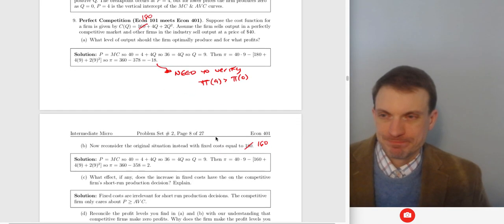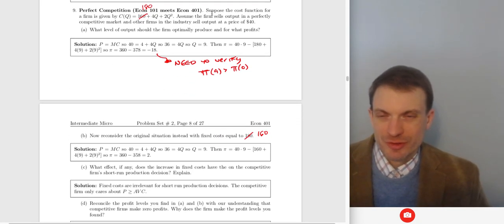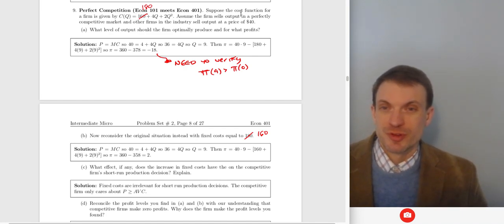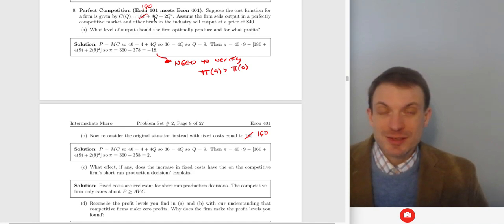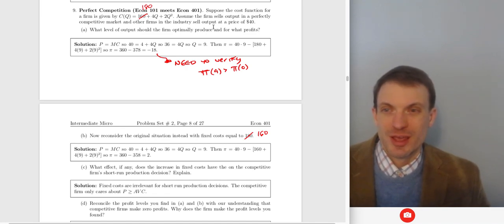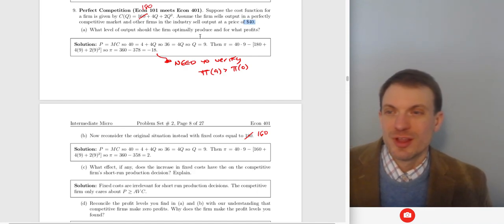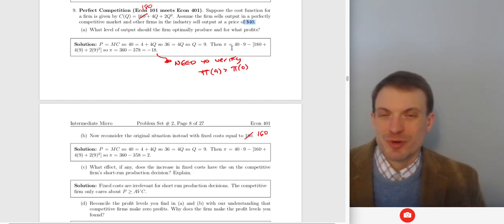All right. So now we want to consider this collection. Suppose the cost function of the firm is given by C of Q equals 180 plus 4Q plus Q squared. Assume the firm sells output in a perfectly competitive market, and other firms in the industry sell output at a price of 40. So this is the market price. What level of output should the firm optimally produce, and for what profits?